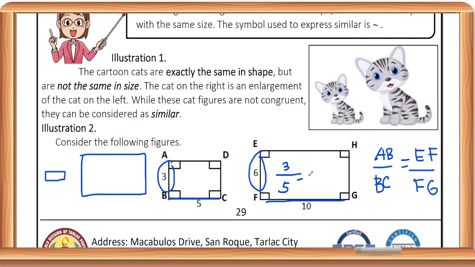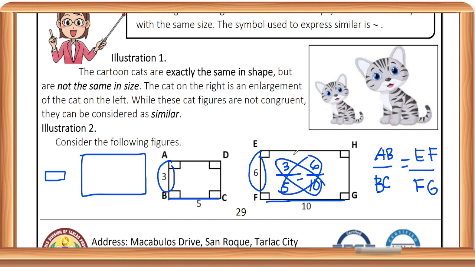Okay, so para maging proportion, we have to cross multiply if they are equal, right? So that's the fundamental law of proportion. Now, EF is 6 and FG is 10. Now, let's try to cross multiply. 3 times 10 is 30 and 5 times 6 is 30. So that's why the ratio of the corresponding sides are equal. Therefore, we can say that these two rectangles are similar rectangles. Do you get what I mean?